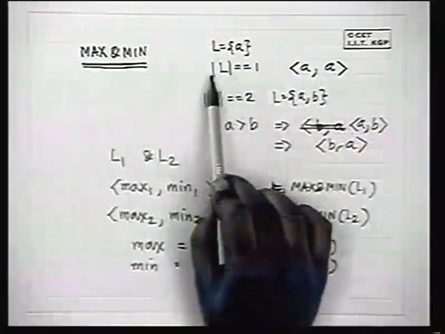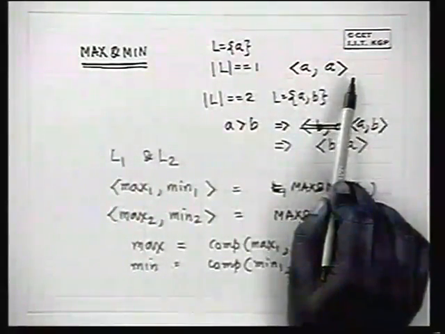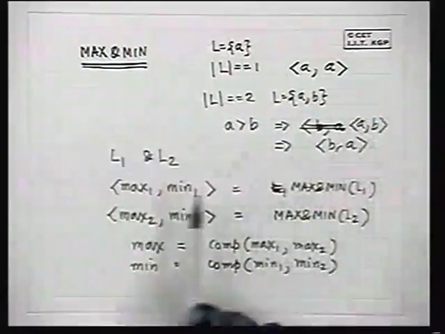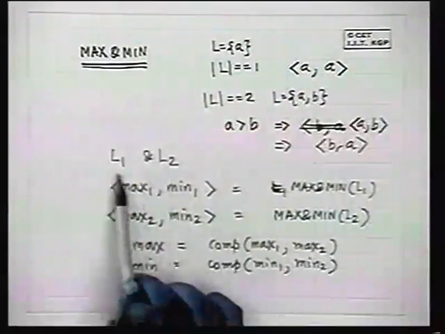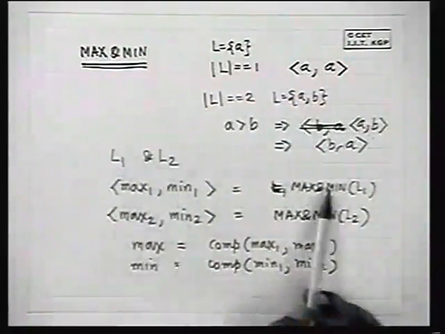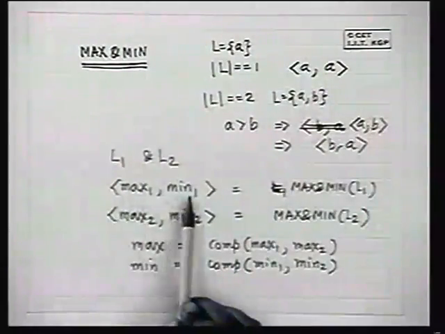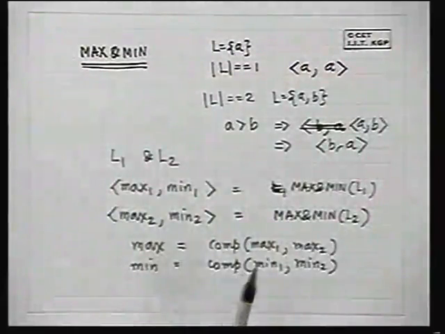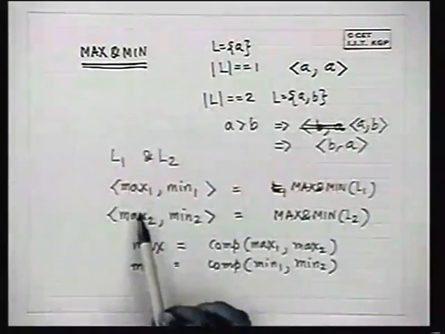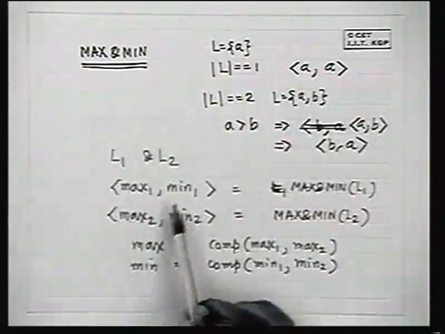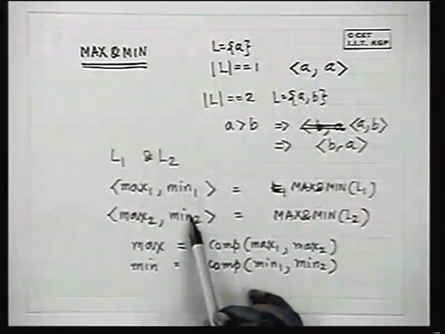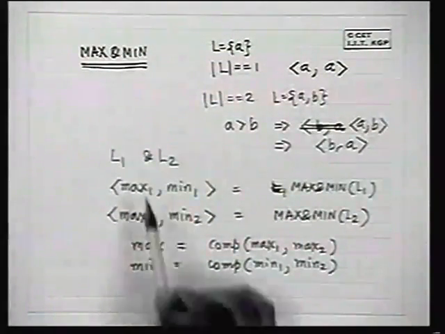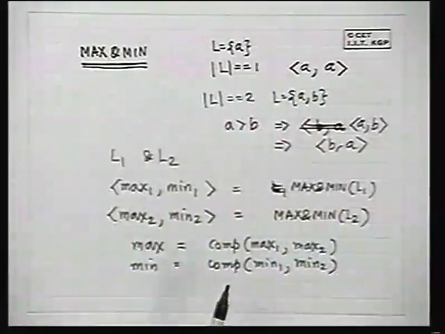Suppose this base condition is clear. When L is of size 2, you make one comparison and you will get the maximum and minimum. When L is more than 2, then you split into L1 and L2 and recursively solve L1. L1 will return some max 1 min 1, L2 will return max 2 min 2. The maximum of L will be the larger of max 1 and max 2, and the minimum of L will be the smaller of min 1 and min 2. Alright? Any questions? So this is one approach to solve the problem.